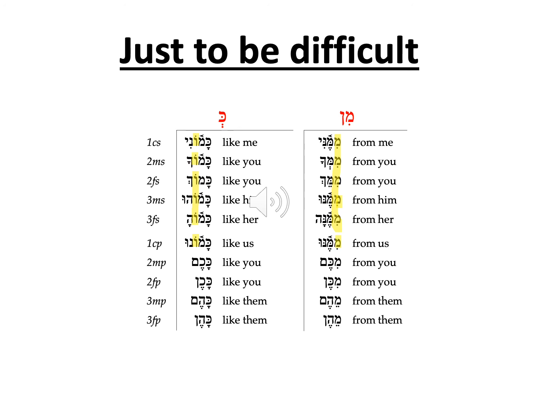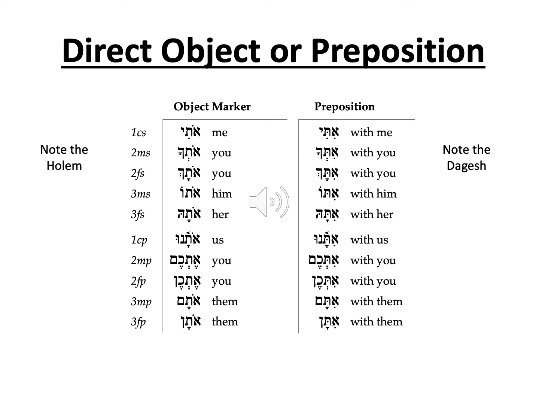For whatever reason, min adds a mem and often another nun in the form of another dagesh forte, probably all to allow the short vowels to remain. Again, this is a form to be aware of and to recognize when you see it in the text.